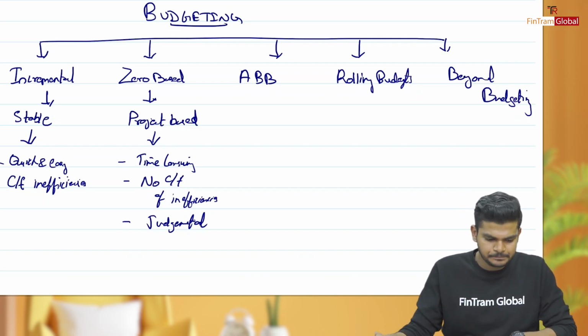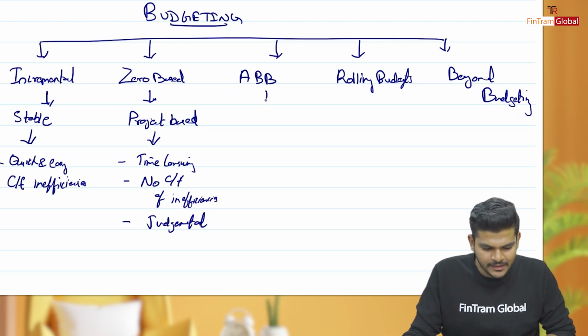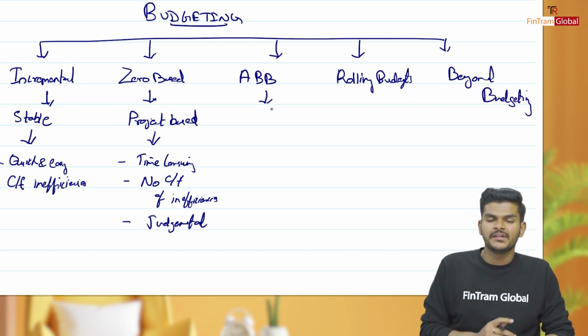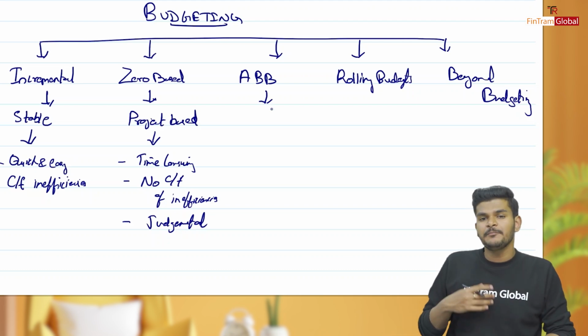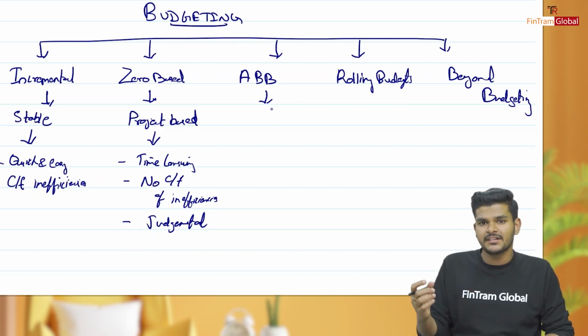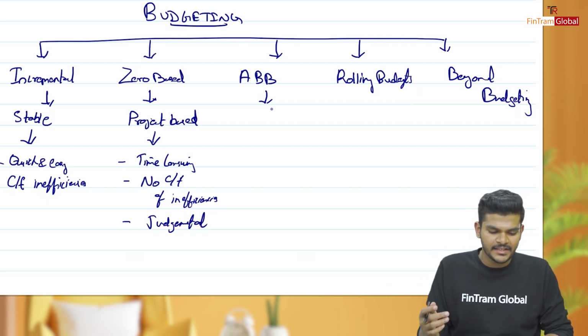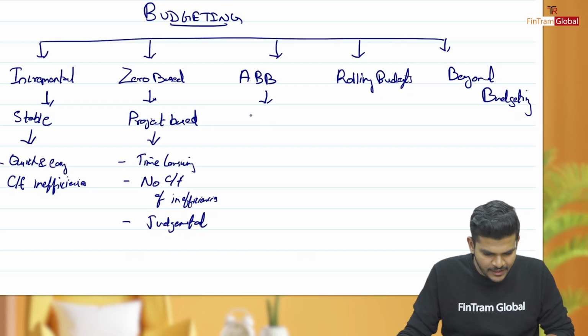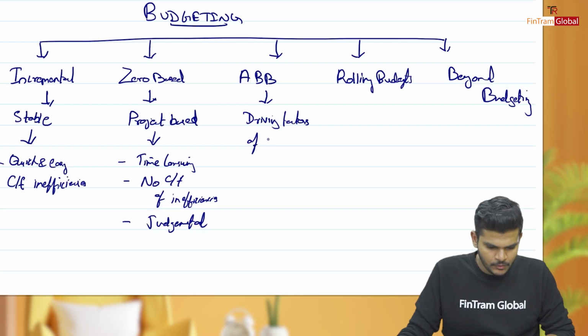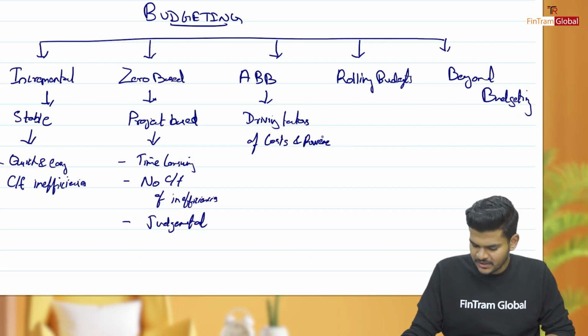And what else? We also have ABB, right? Activity-based budgets as well. So in activity-based budgeting, we implement the ABC principles when it comes to budgeting. Simple as that. Okay, folks, again, what are the driving factors of costs and revenue is what we look at. Okay, folks, what are the driving factors of costs and revenue?